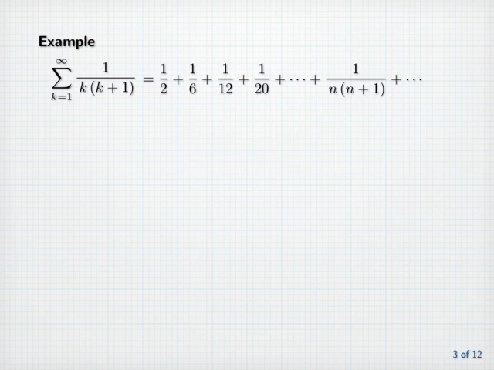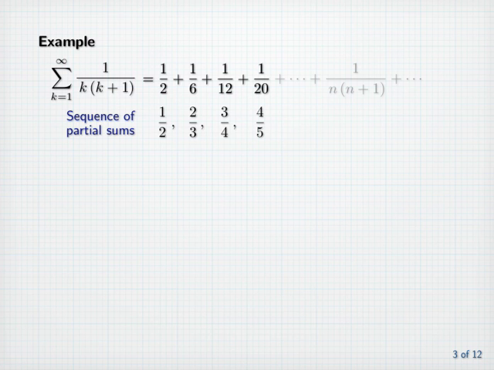Now let's look at the sequence of partial sums. First term is 1/2. The second is 1/2 plus 1/6, or 2/3. The third term is 2/3 plus 1/12, which is 3/4. The fourth term is 3/4 plus 1/20, which is 4/5, and so on.